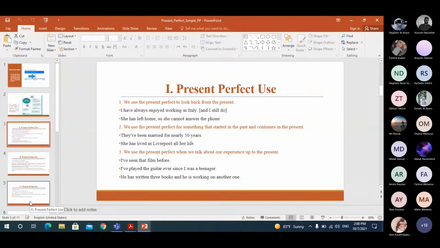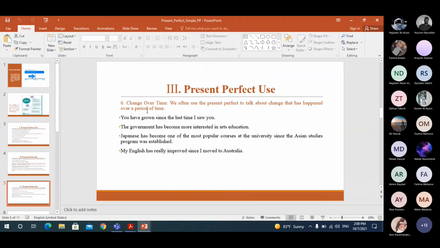We often use the present perfect to talk about change that has happened over a period of time. Look, you have grown since the last time I saw you. The meaning differs slightly. The government has become more interested in arts education. Japanese has become one of the most popular courses at the university since the Asian studies program was established. Even here, look, it is past simple passive, but it's simple past in the since clause.